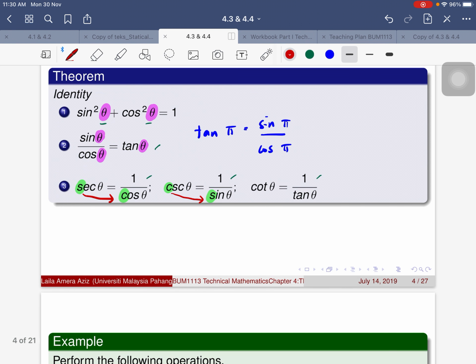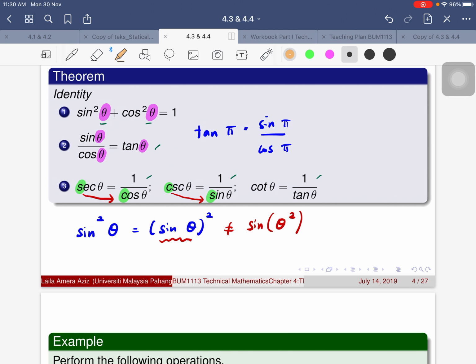And there's another thing that I would like you to be clear about. If I write sine square theta, this is actually equivalent to sine theta, all squared. They are the same thing. But this is not equal to sine of theta square. If I write sine of theta square, then theta is being squared, but that is not the case here. Not only theta is being squared, but the whole sine theta is being squared. That is the difference between them. So be clear about this. When the square is in the middle, it means that the whole thing is being squared, the sine and also the theta.